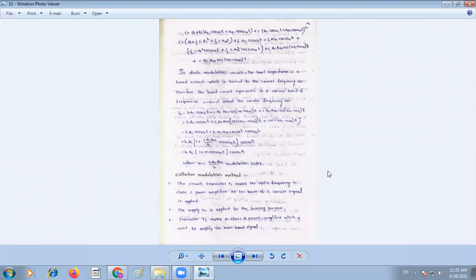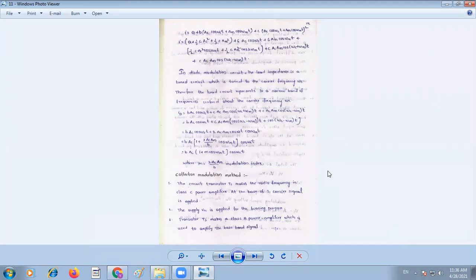Allowable modulation means the recovered signal is accurate and easy, which is with m less than 1 only. With m equal to 1, recovery is also possible provided we can design an ideal low pass filter at the receiving end. But designing an ideal low pass filter is a complex task. That's why allowable modulation should be the m less than 1 condition.